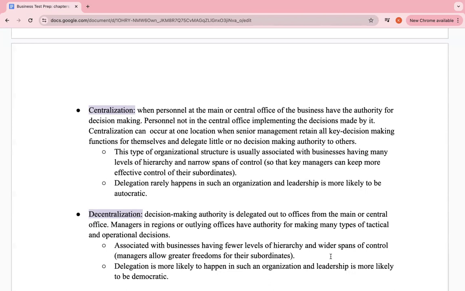For many of the tactical and operational decisions, we discussed this in the previous section, it is associated with businesses having fewer levels of hierarchy. So basically, in centralization, they have more levels of hierarchy and more narrow spans of control, meaning that managers are responsible for fewer employees, let's say. And in decentralization, it's quite the opposite. Like I previously mentioned, they have wider spans of control. So the manager allows greater freedoms for their subordinates. That's where the subordinates have more freedom, I guess, more space. Delegation is more likely to happen in organizations and leadership where it's democratic, meaning that once a decision is made, the employees are consulted, and their opinion is taken into consideration.